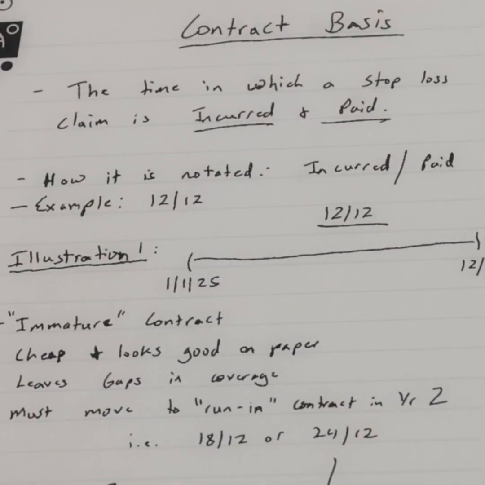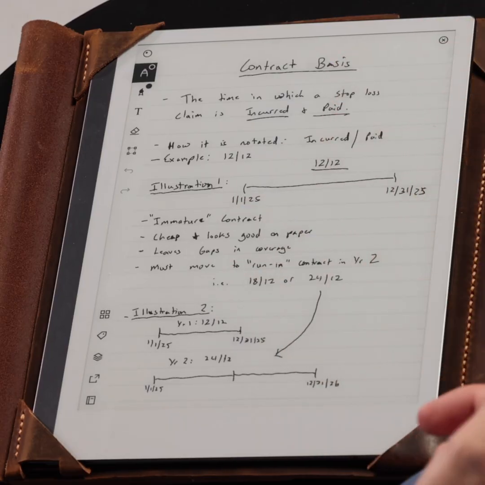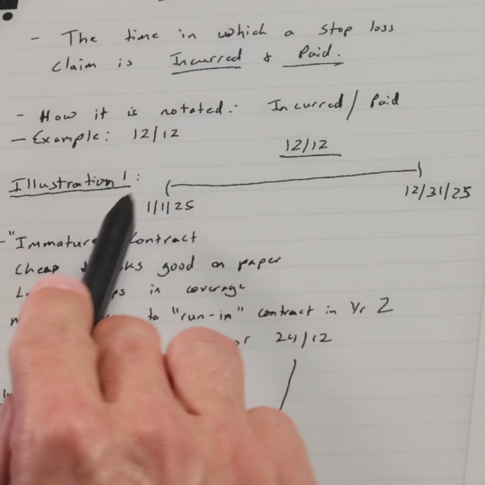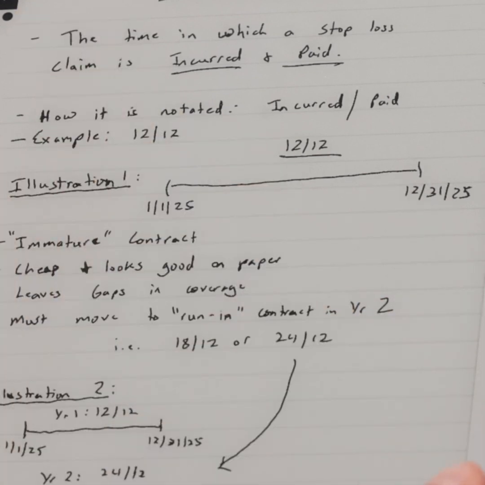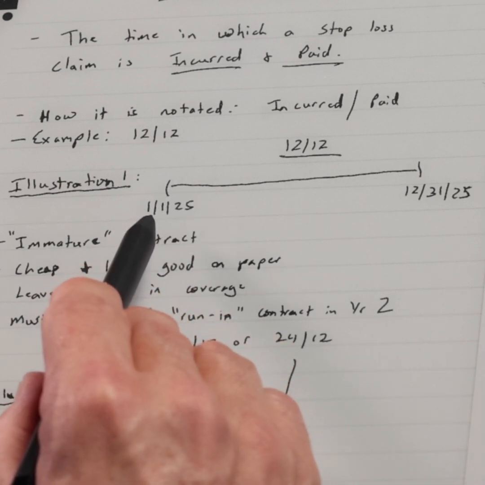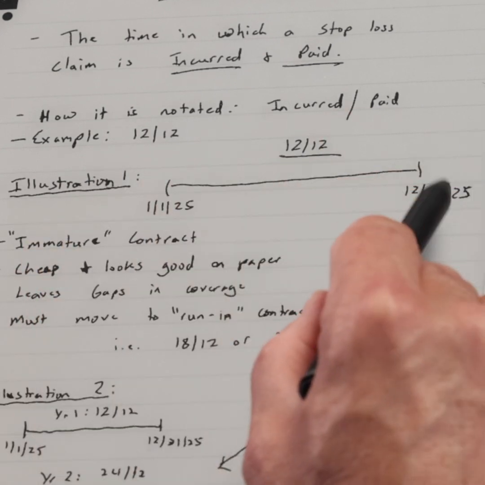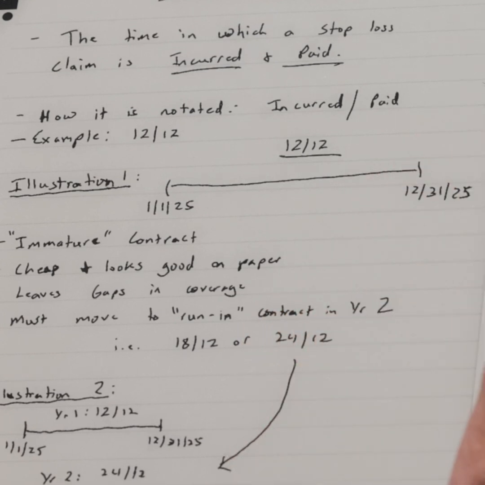So as an example, the most basic contract you'll see in all of stop loss is something called a 12-12. This is also referred to as an immature contract. I'll explain that in a moment. But if you're looking at a chronological timeline, here is what a 12-12 contract means. Let's look at a 1/1/2025 start date, and a 12/31/2025 end date for that stop loss policy.